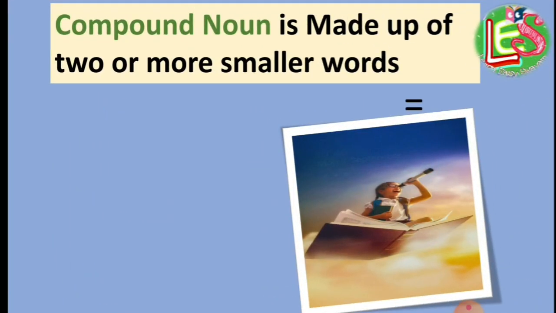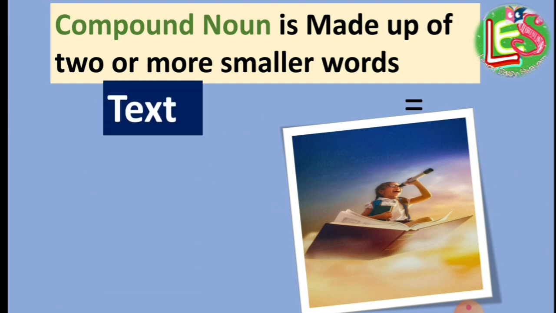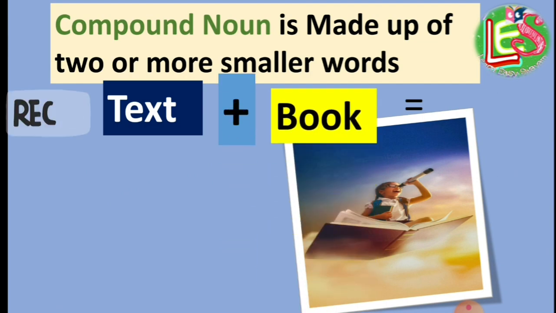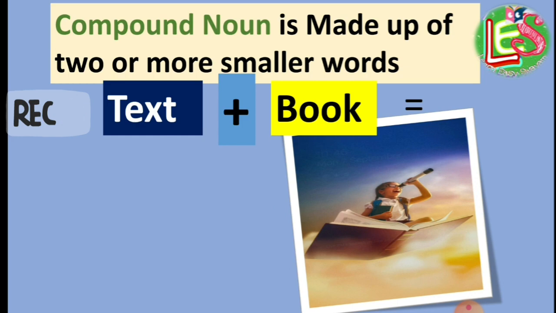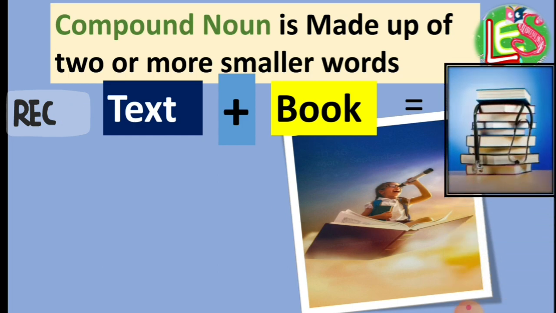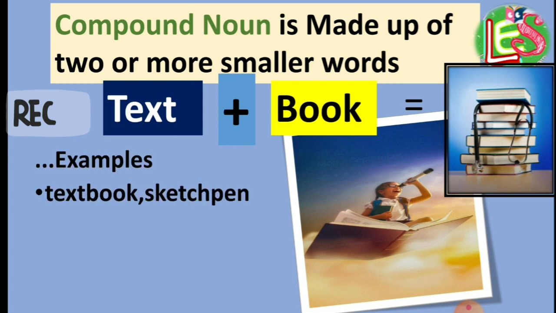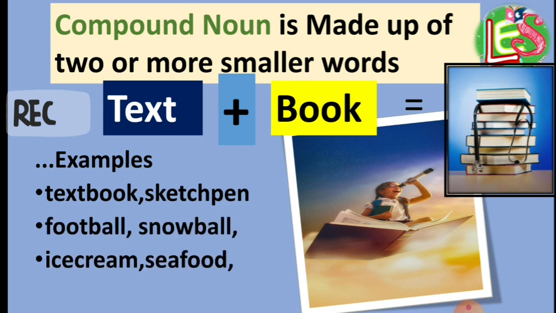Compound noun is made up of two or more smaller words. Our next example is of compound noun. See, text is a completely different word, whereas if we include our next new word book in it, we'll get the new noun textbook, and that textbook is an example of compound noun. See more examples: sketchpen, football, snowball, ice cream, seafood, sunflower, marigold. These all are the examples of compound noun.